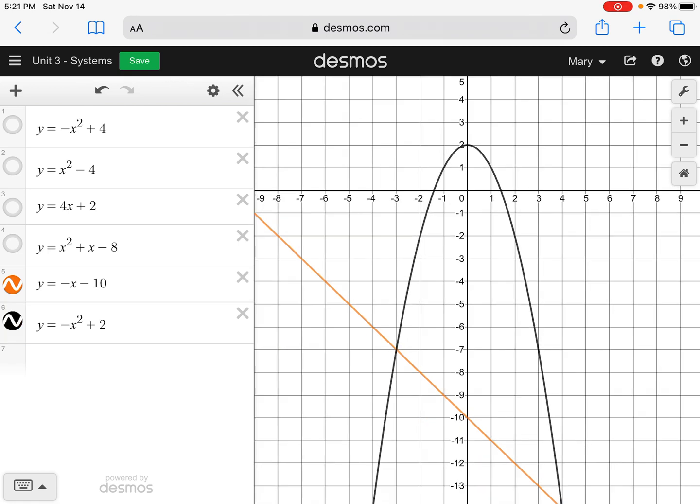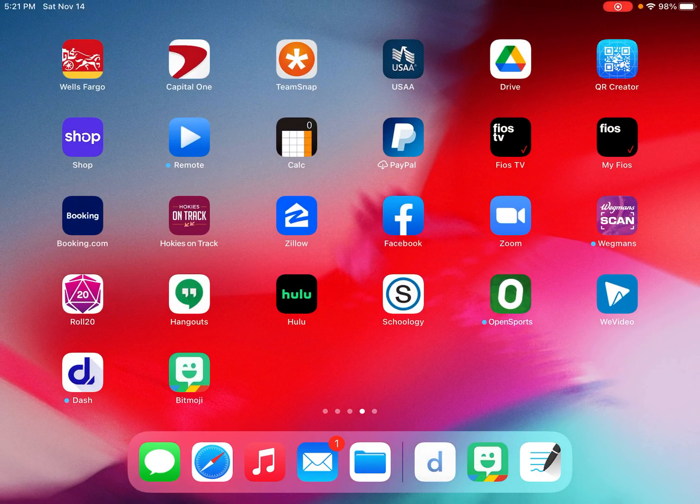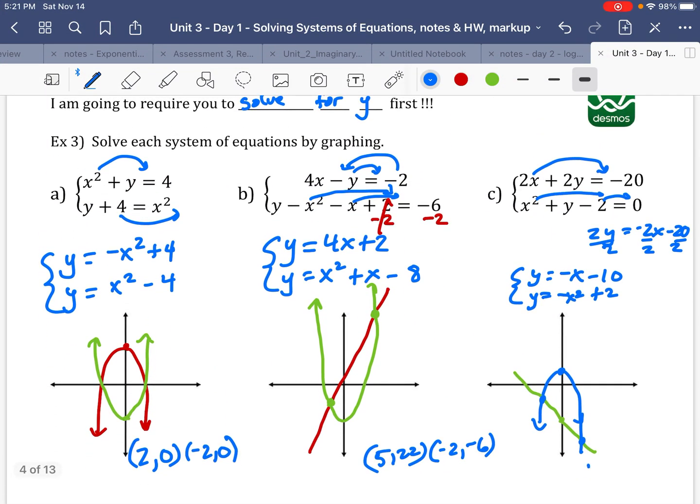All right, oops. Okay, so not too shabby. There's that one. That point right there is -3, -7. And then I have 4 and -14. So -3, -7, and 4, -14. Okay, so those are the 2 points where they intersect.